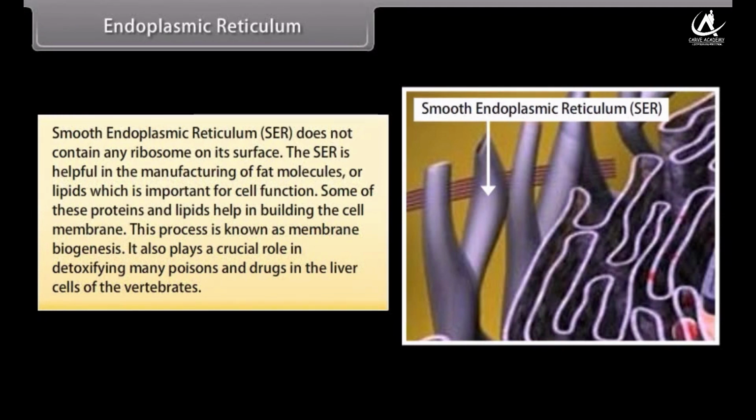It also plays a crucial role in detoxifying many poisons and drugs in the liver cells of the vertebrates.